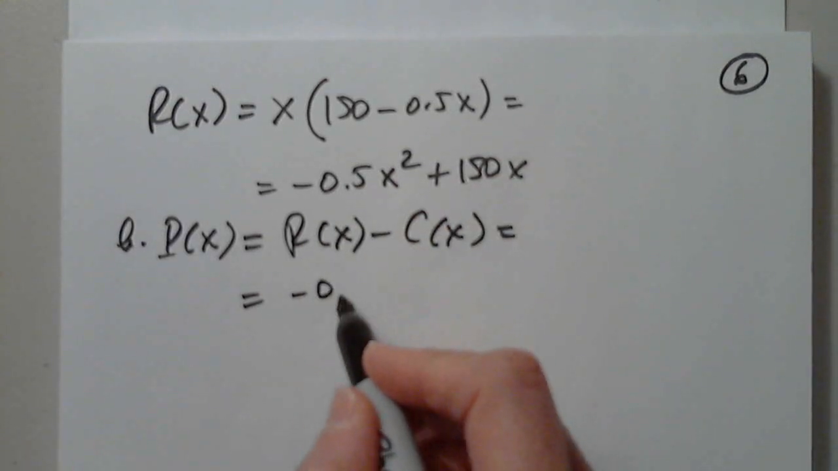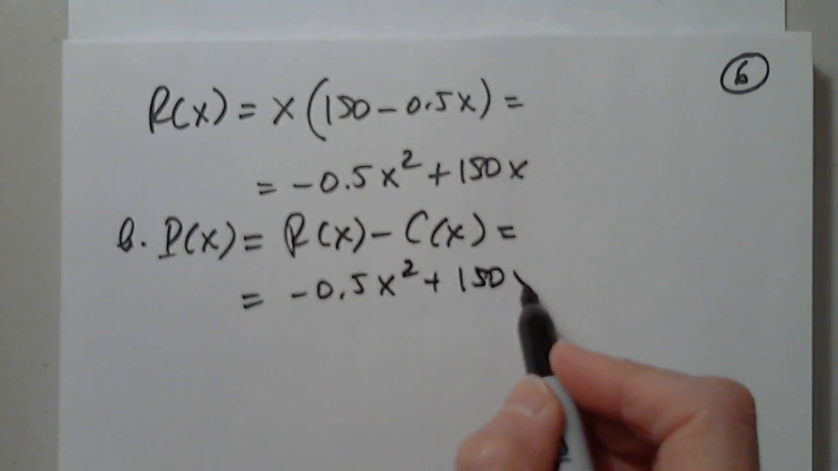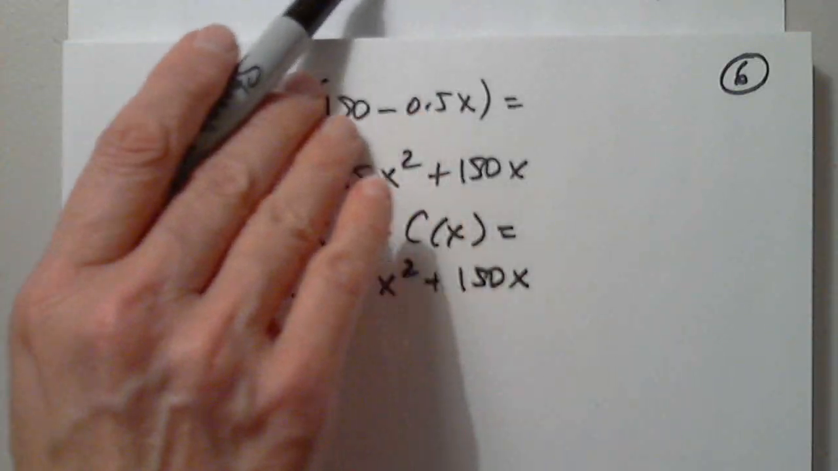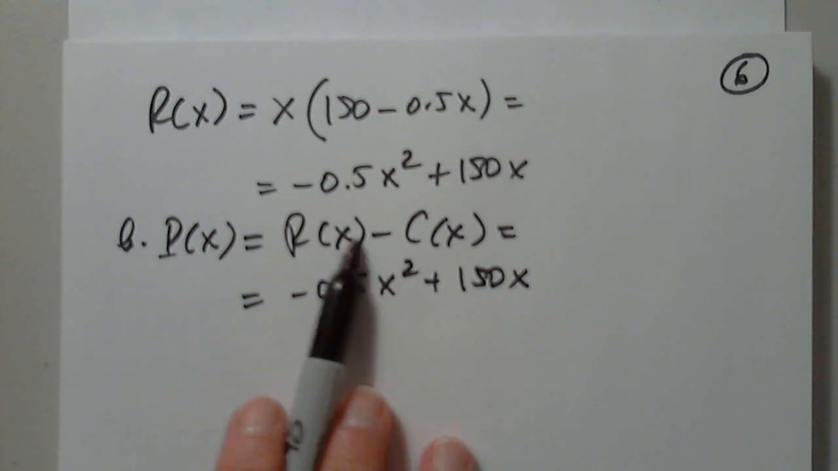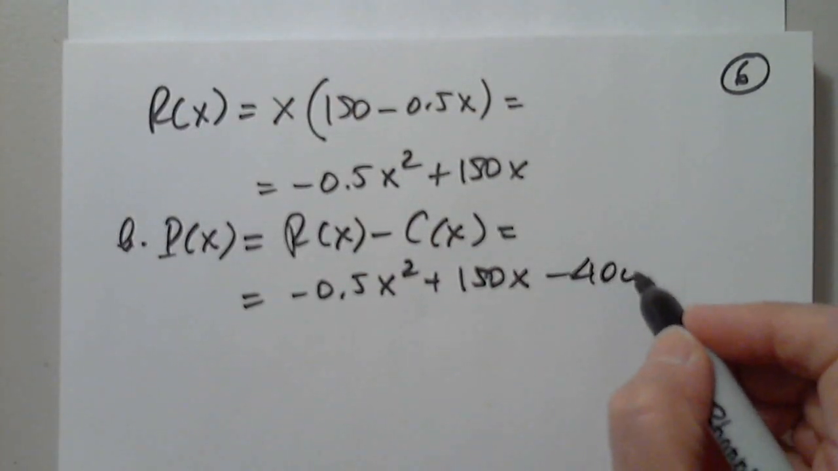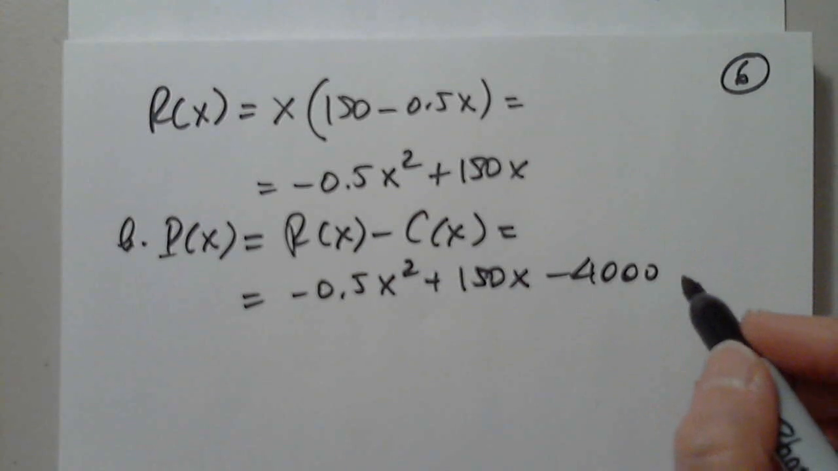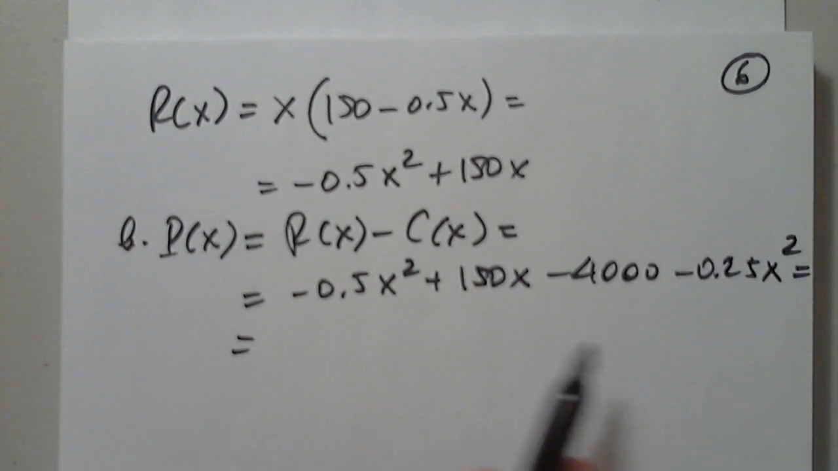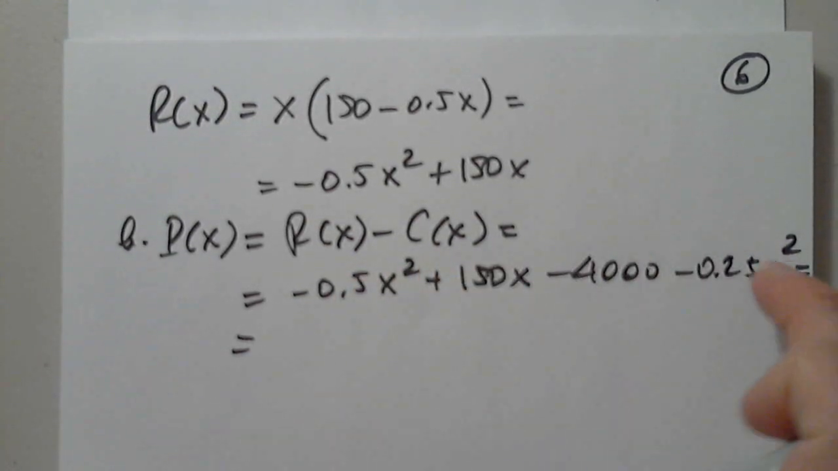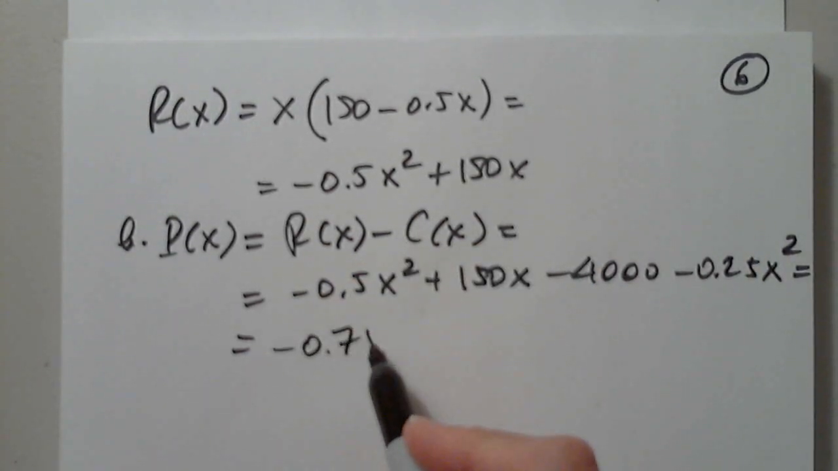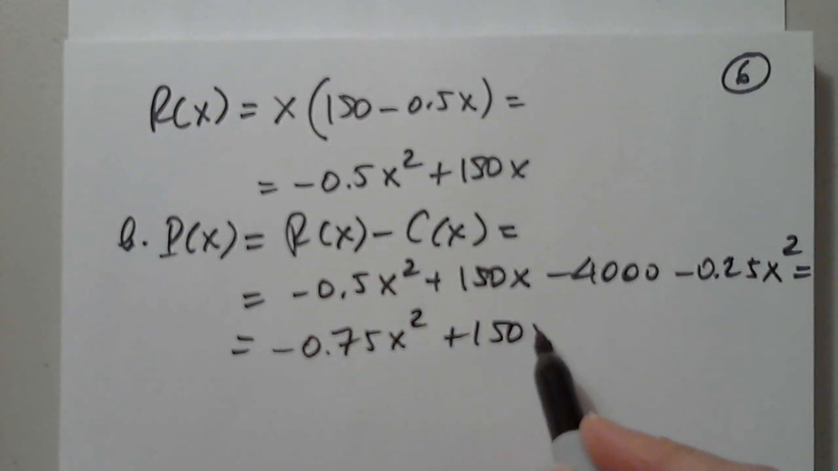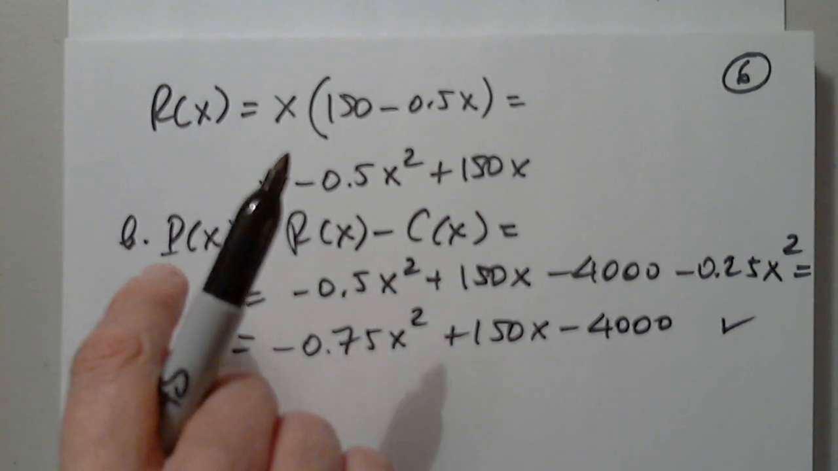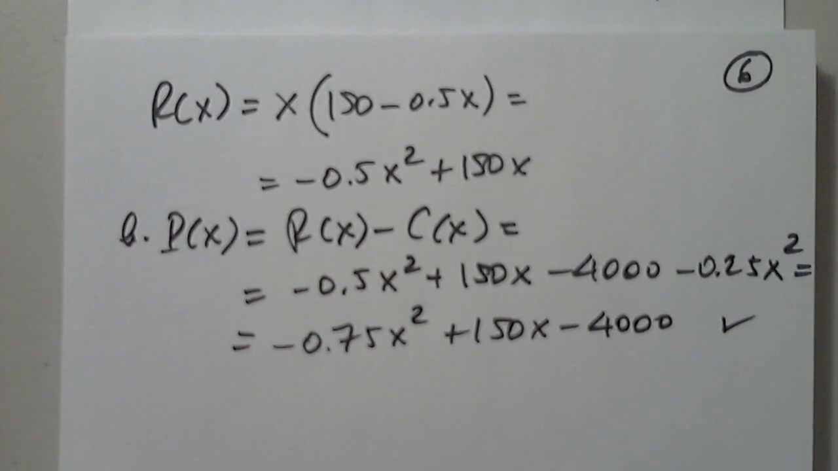Total revenue, negative 0.5x squared plus 150x, minus, careful, when we distribute the negative 1 to both terms, both become negative: negative 4,000 and negative 0.25x squared. Of course, I'm going to combine like terms because these two are like terms. Negative 0.75x squared plus 150x minus 4,000. This is the total profit function. Any questions?